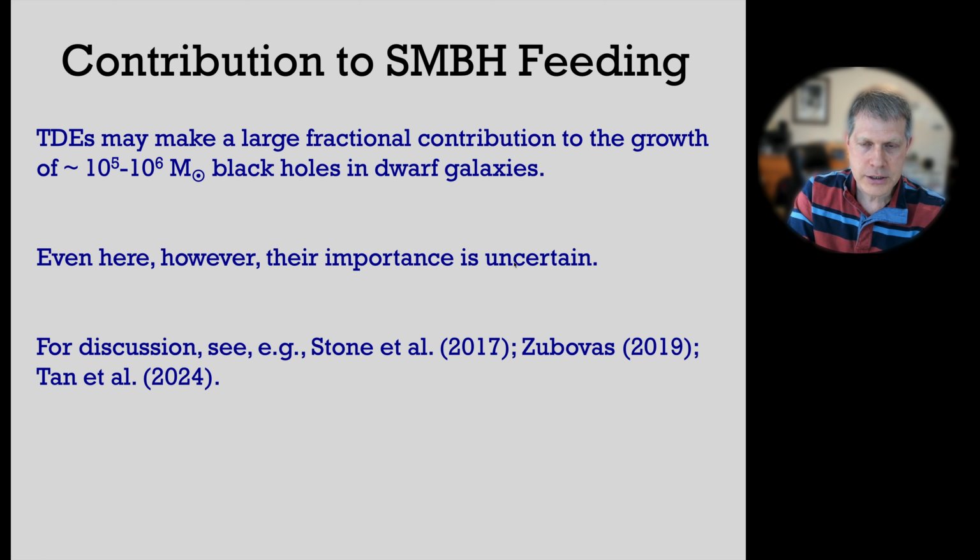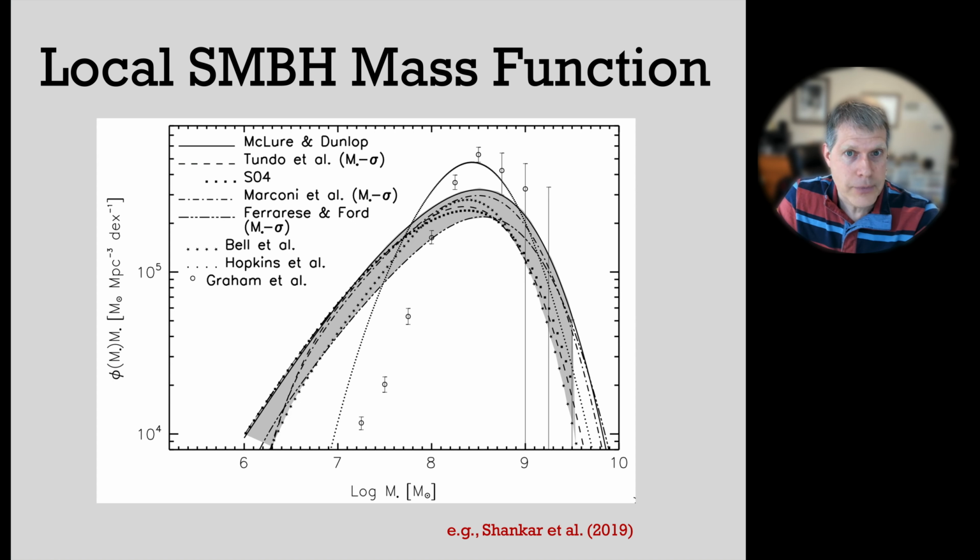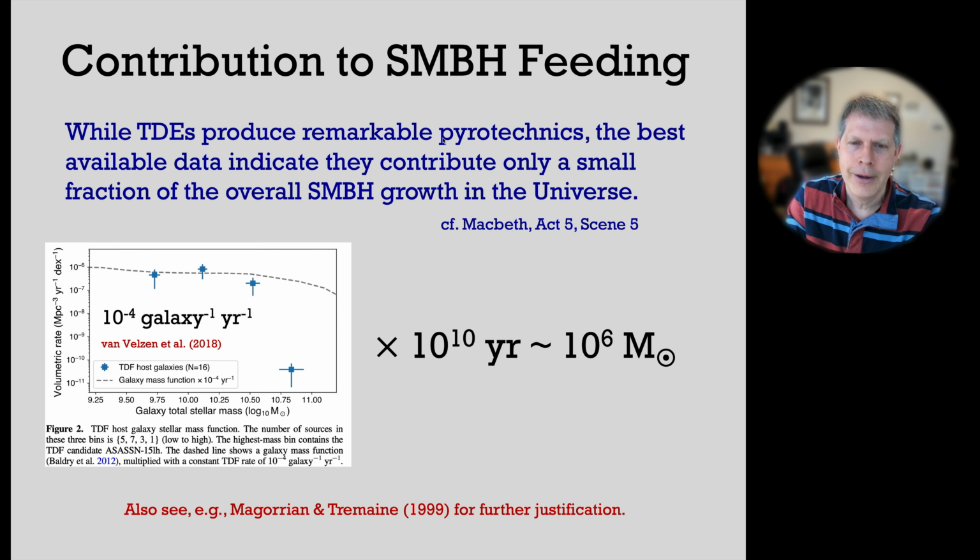And for discussion of that, you can see papers such as these down here, which argue, some of them, that the tidal disruption events may have a large contribution fractionally to the generation of black holes in dwarf galaxies, as well as recent observational results suggesting that the contribution may not be that large. And so this is still a debated issue, and their overall importance is uncertain, and this is still a topic of active research.